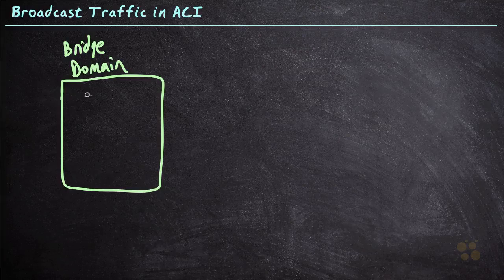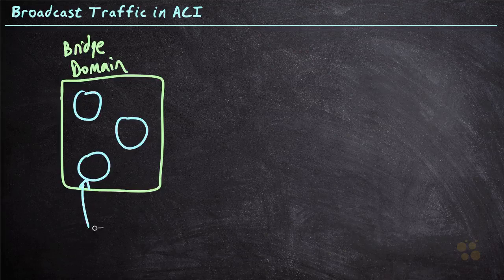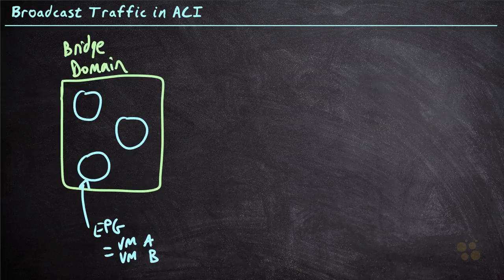Now, inside of a bridge domain are endpoint groups. These endpoint groups are a collection of endpoints. It's a group of endpoints. This is an EPG, and we have endpoints attached to it. So maybe we have VMA and VMB, so 2 different virtual machines that are attached to that endpoint group. And maybe over here we have VMC.